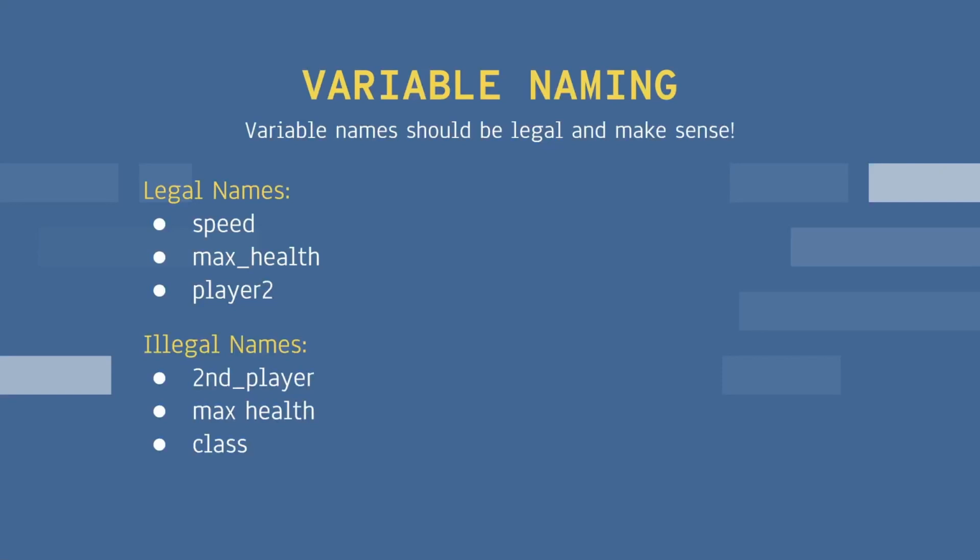Now let's look at the illegal names. The first example, 2nd_player, is illegal because the variable name starts with a number. Our second example, max health, is illegal because it contains a space. And finally, the last example is illegal because it's a reserved keyword in Python.